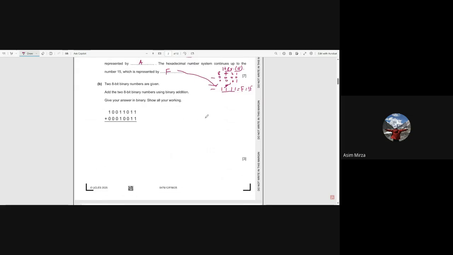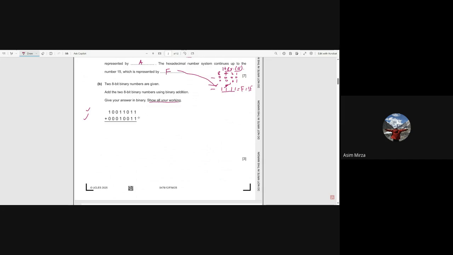Now let's move on to part B of question number 1. Two 8-bit binary numbers are given. So this is the number. Add the two 8-bit binary numbers using binary addition. Give your answer in binary. Show all your working. So let me tell you the basic concepts of this.